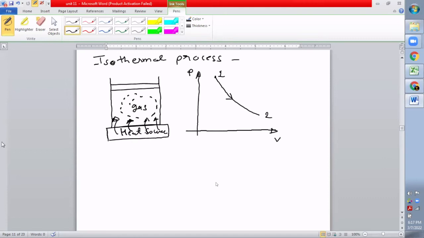We'll consider a unit mass of working substance, M.